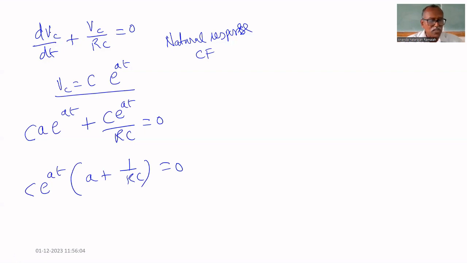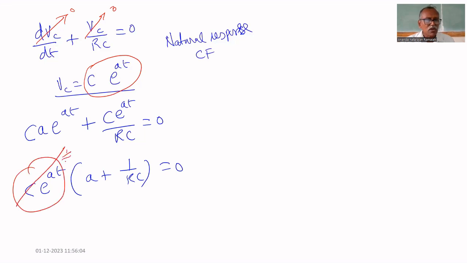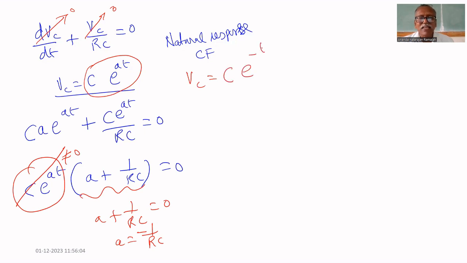If you substitute Vc equal to 0, you will get 0. But we need a non-zero value of Vc. That's why this part is not equal to 0. Not equal to 0. Therefore, this is equal to 0. So, A plus 1 by Rc equal to 0 means A equal to what? A equal to minus 1 by Rc. Therefore, Vc equal to C e power minus t by Rc is the solution. I have not yet found the C value. I found the A value.